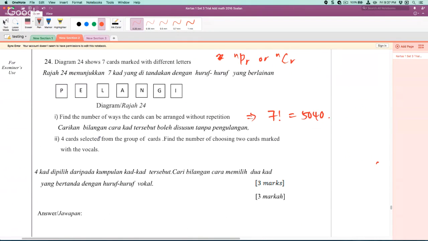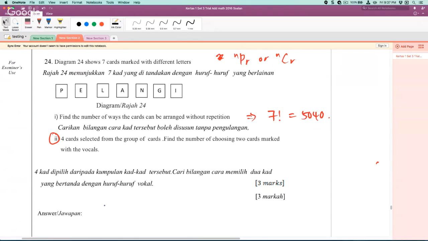Okay, then 4 cards are selected from the group. Now they want to choose 4 cards. Find the number of ways of choosing 2 cards marked with a vowel. So over here, this one is a bit confusing, but if you understand, it's still okay. That means in total, they want to choose 4 cards.